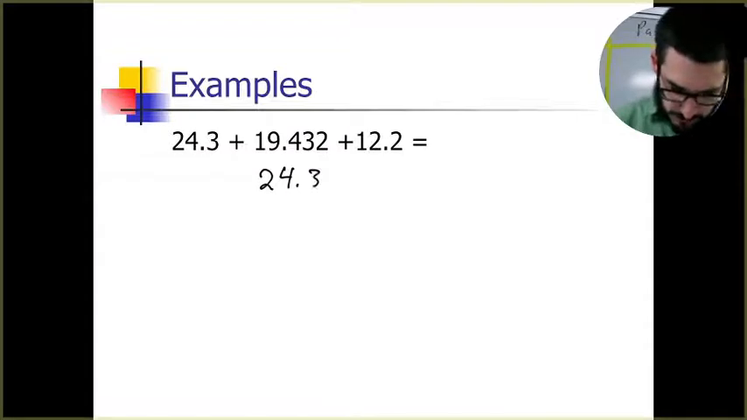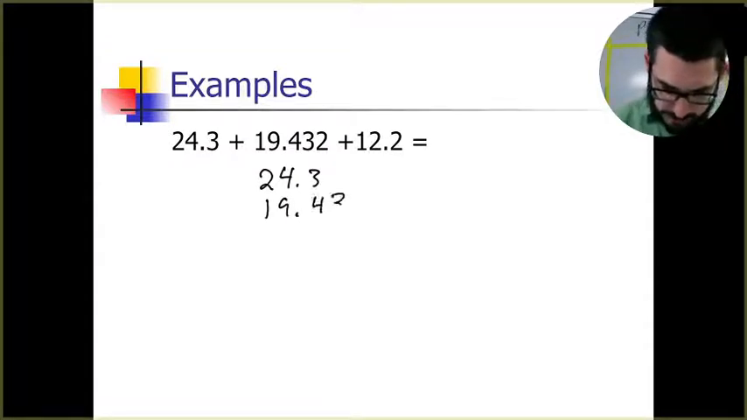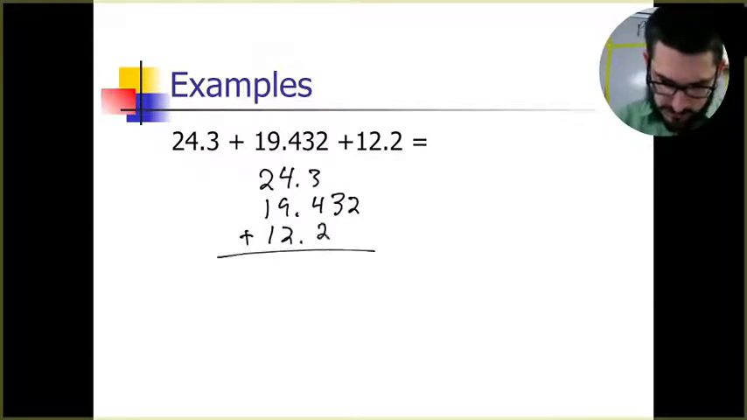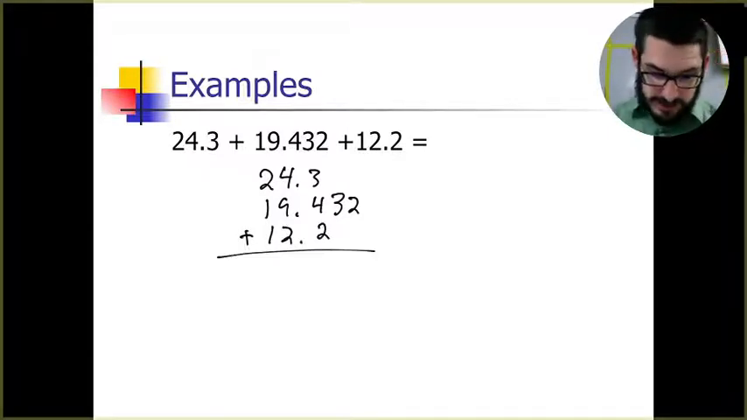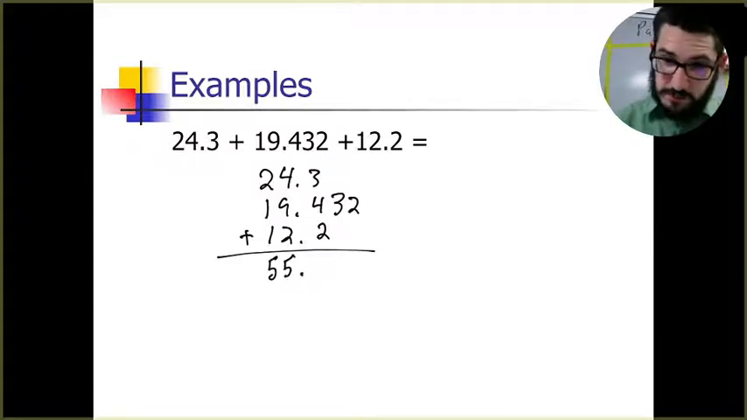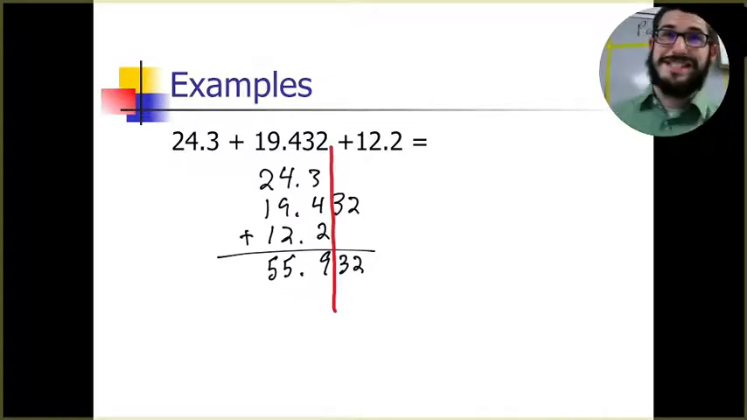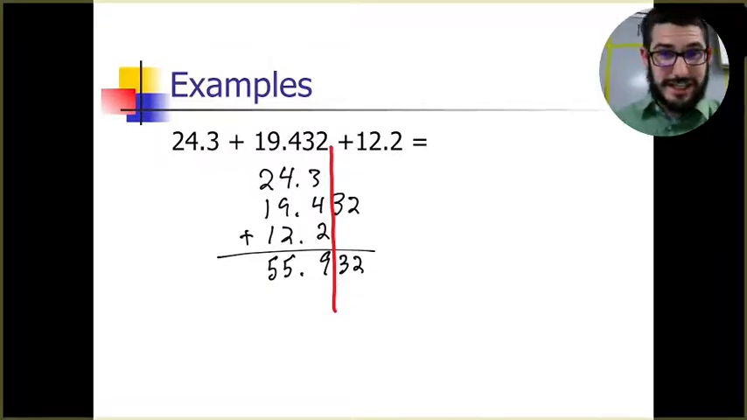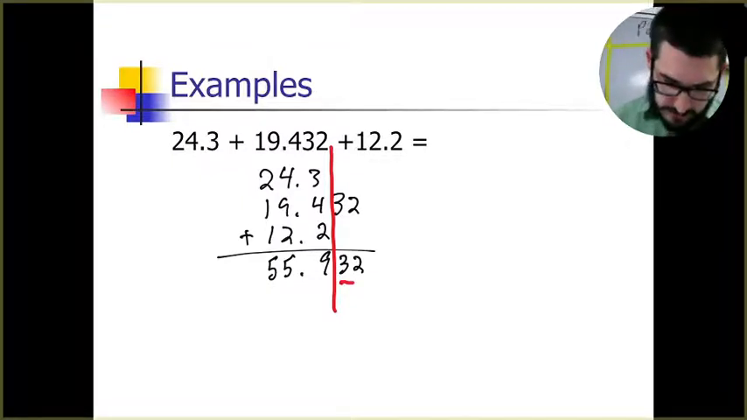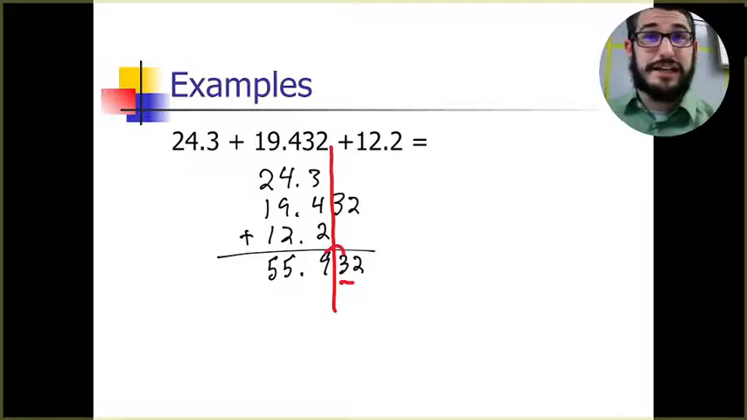Okay? So some examples. We've got 24.3 plus 19.432 plus 12.2. When I calculate that out, I've got 55.932. What I always do is I always draw a line wherever I need to cut it off. So that's going to be right there because my tenths place is what I can keep. Then right after the tenths place is a 3. That's going to keep that 9 a 9. It's going to round it down to 55.9.